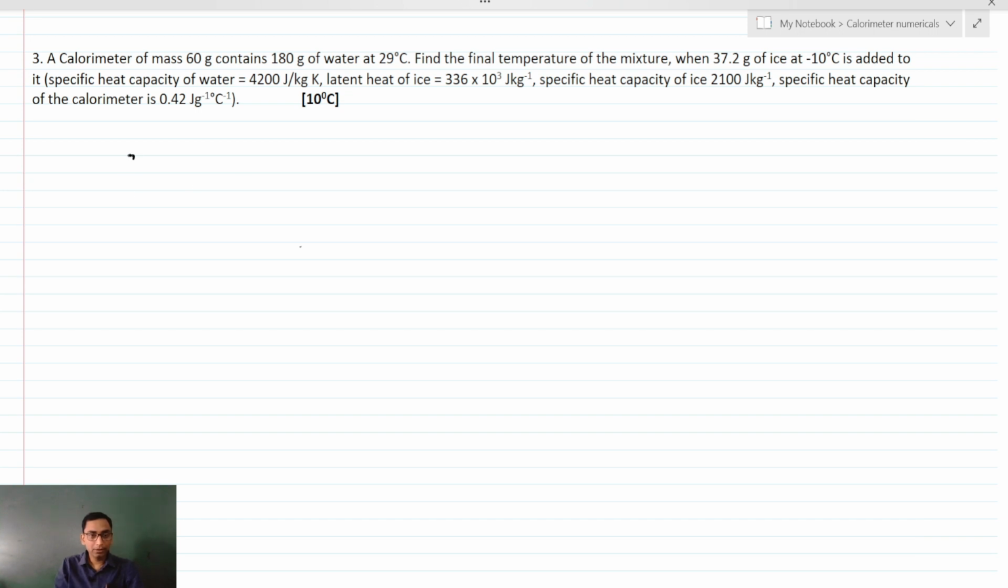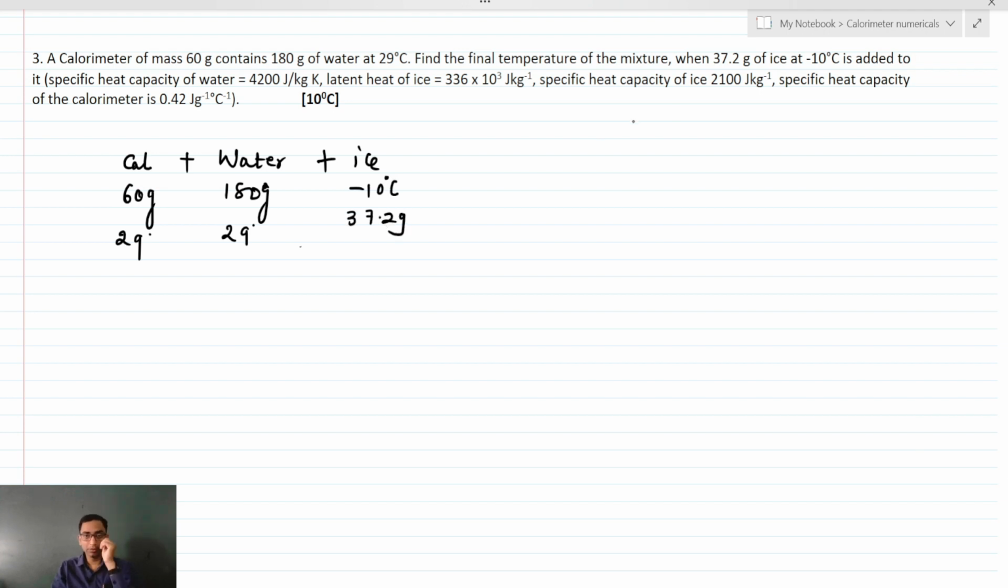So we have a calorimeter of mass 60 grams, and in it we have 180 grams of water, and the temperature of the vessel as well as the water is 29 degrees Celsius. When you add ice to it, the temperature of the ice is minus 10 degrees Celsius this time, and its mass is 37.2 grams, which is already given in the problem. And the other data are also given.